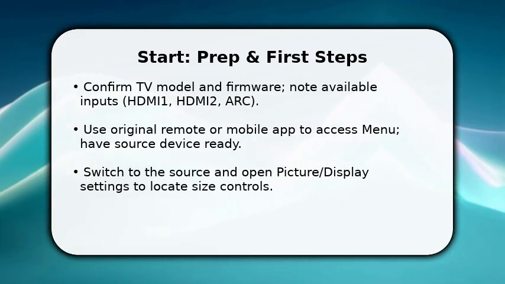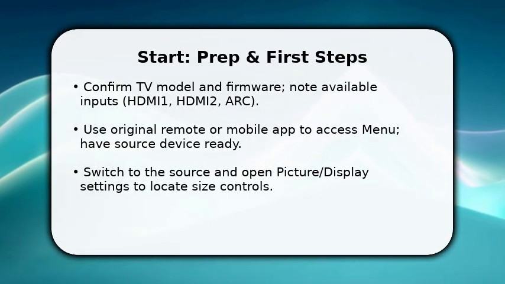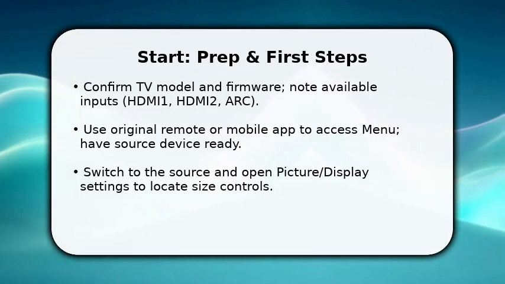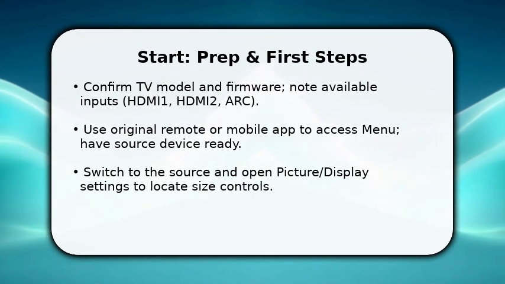You will need direct access to the picture or display menu. Now open that menu and locate picture size, aspect ratio, or zoom. Those are the first controls you will use to increase the visible screen area.